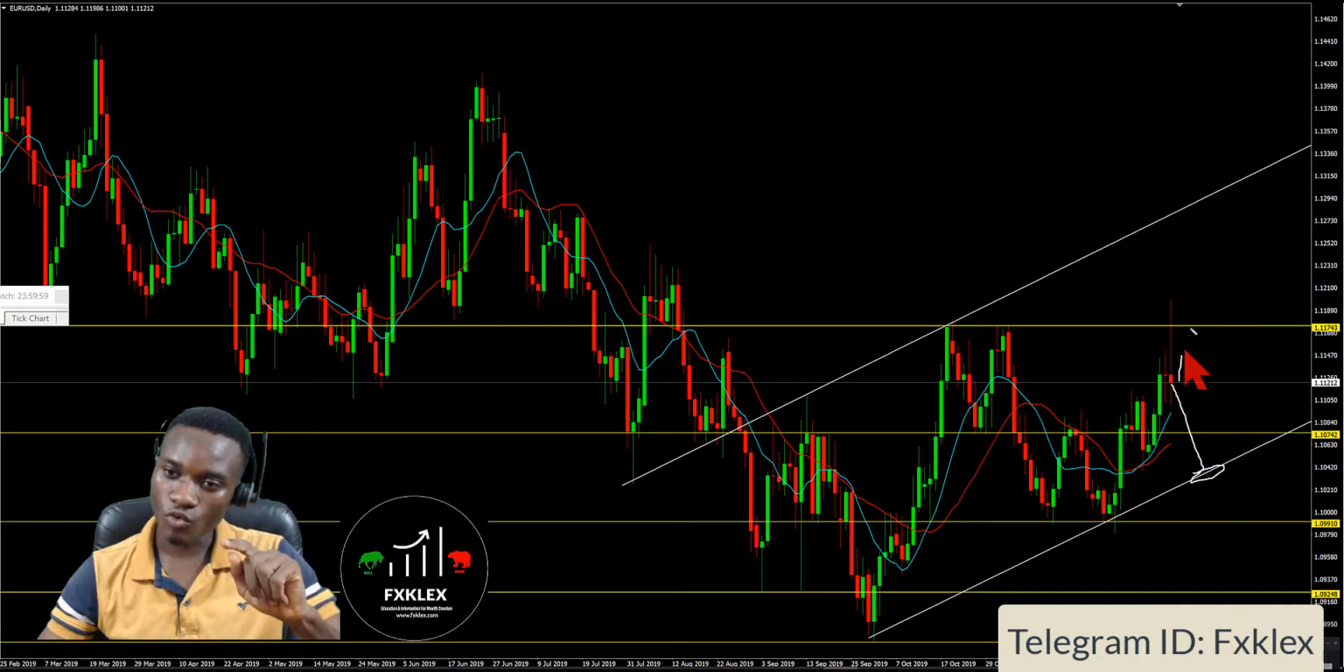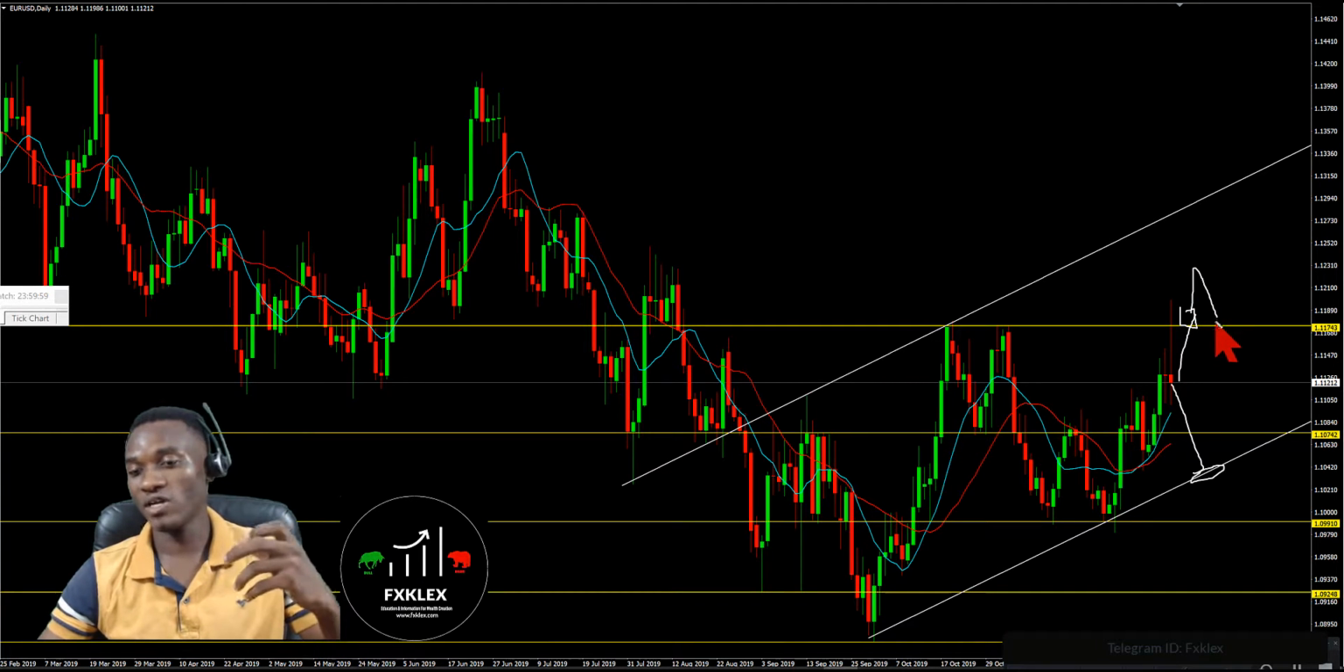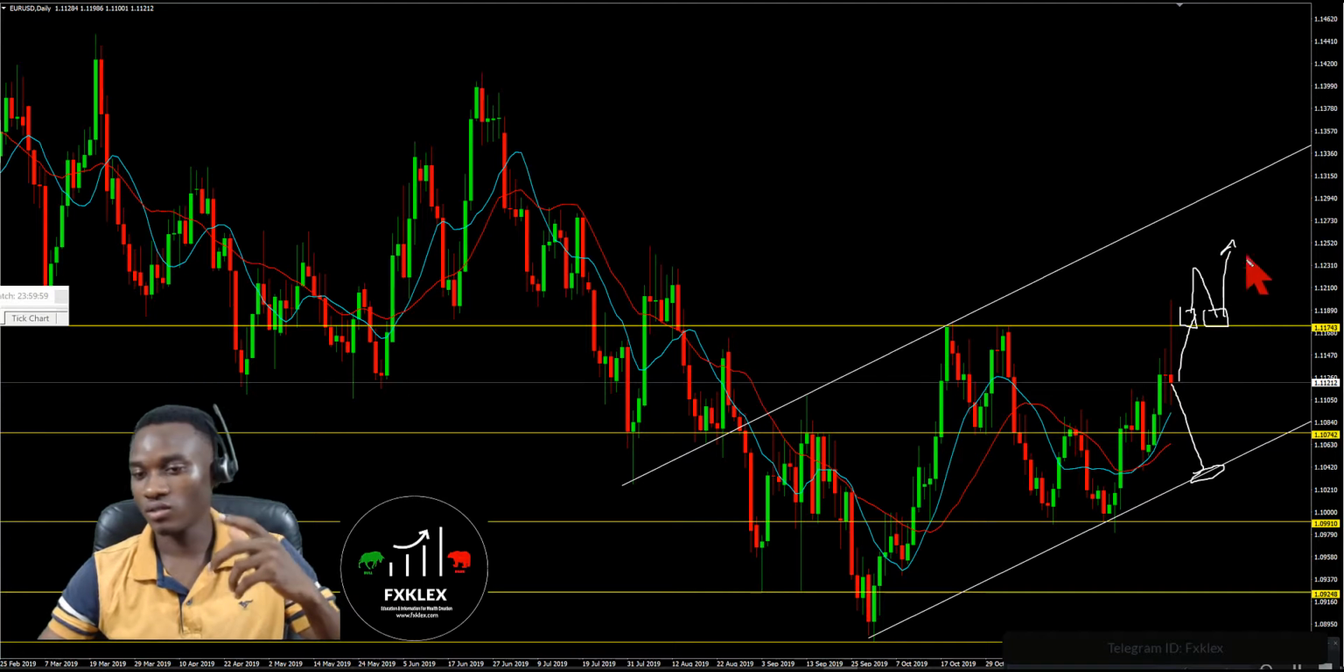Or if price can move up and break our resistance level right there, and then there's a retest, and if I can see a well-defined entry signal for me to go long, then I'll be willing to go long right here.